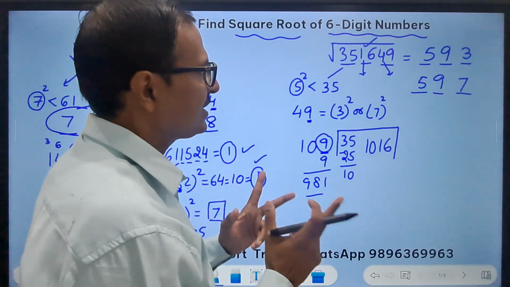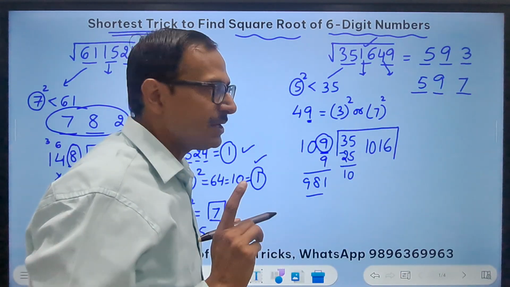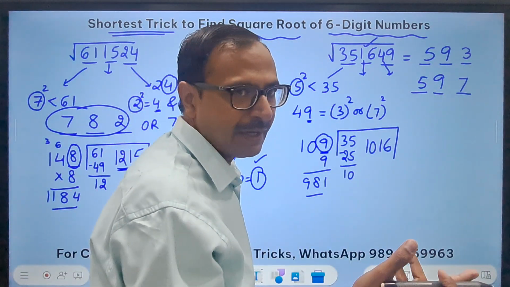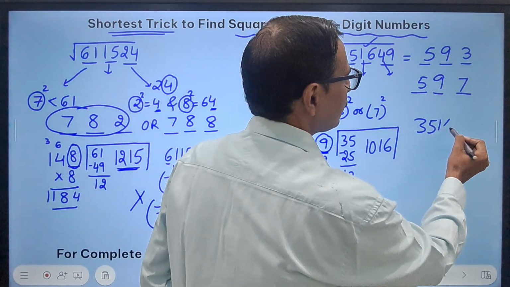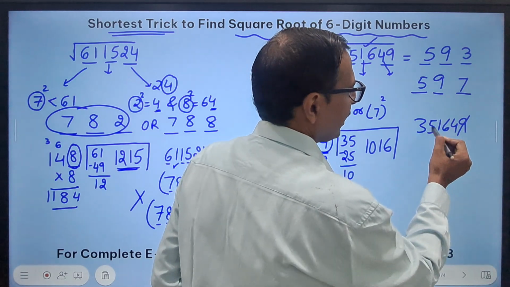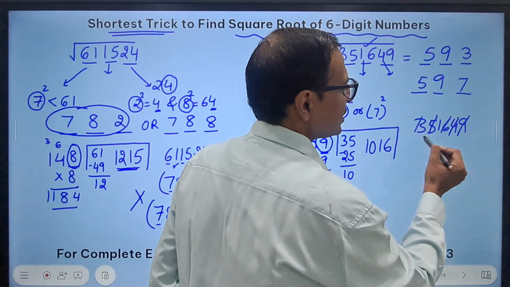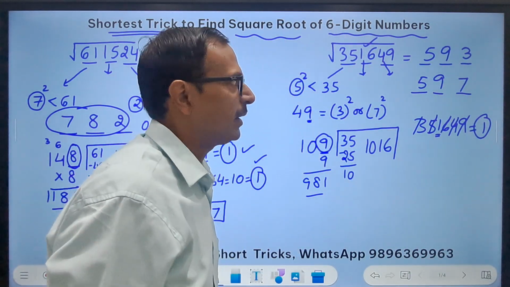Okay. Now final step, I have to eliminate one of those and retain the second one, which will be my answer. So 351649. What is the single digit? 9 rejected, 5 plus 4 rejected, 6 plus 3 rejected. So this is 1, right? Single digit of this number is 1.